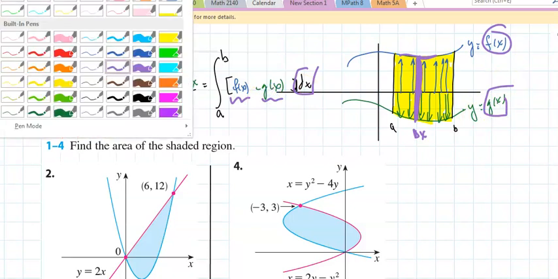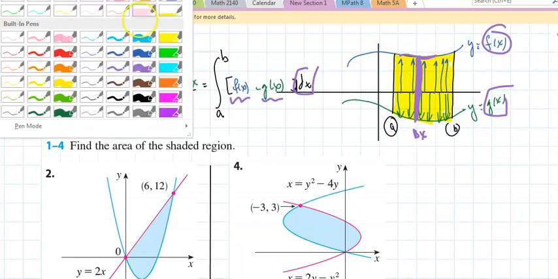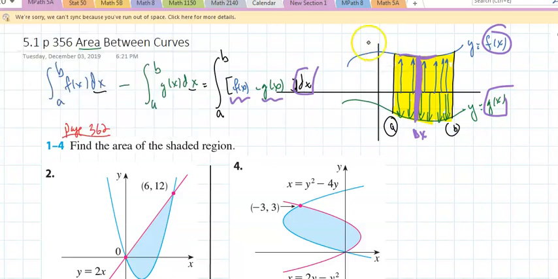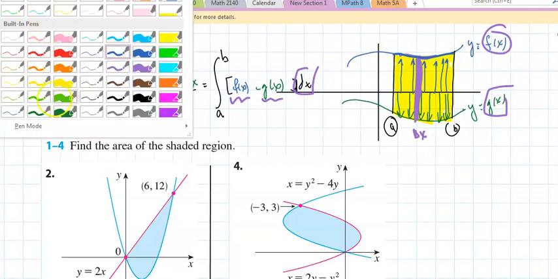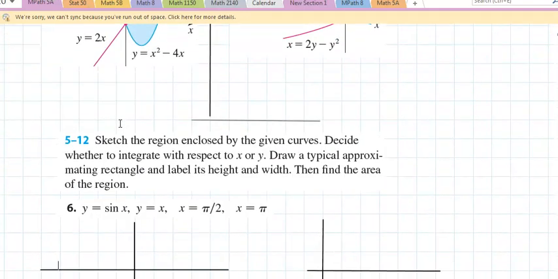So instead of going into the cases, case 1, case 2, case 3, this will work on all of them. Make sure that between a and b, the top of the function is identical. It doesn't change. It's always f of x. And the bottom of the function is always the same function, and that is g of x.